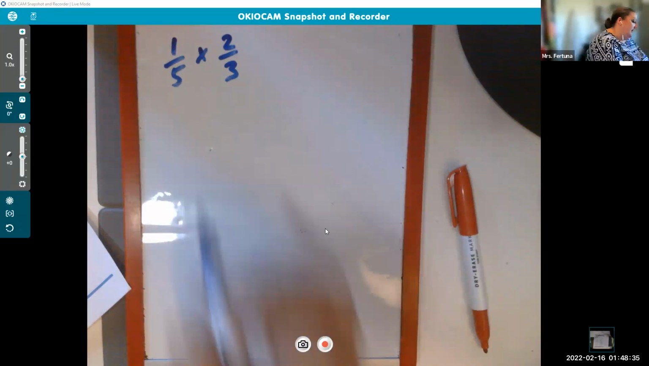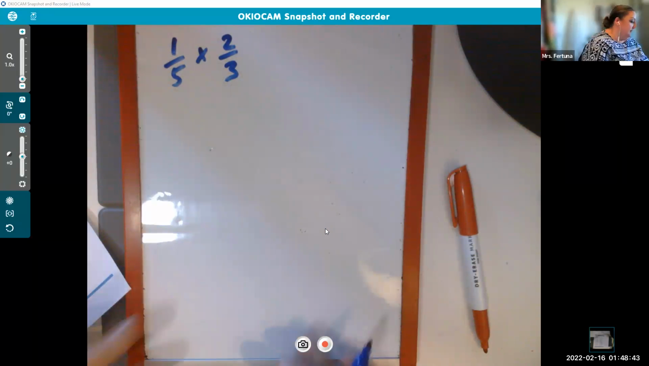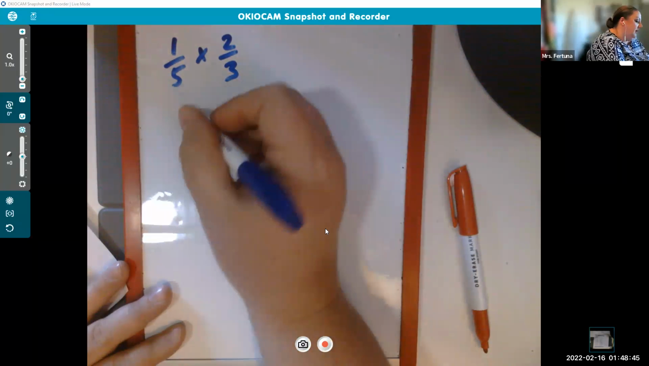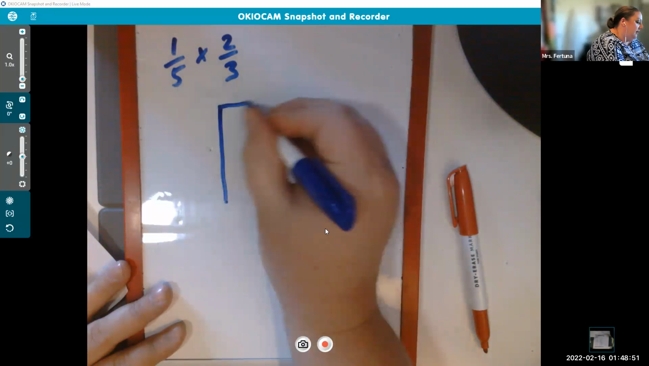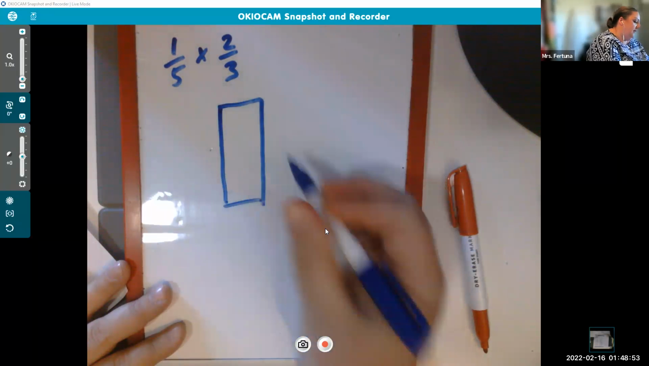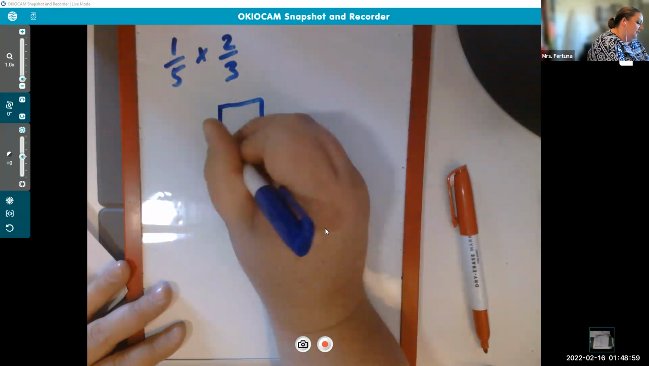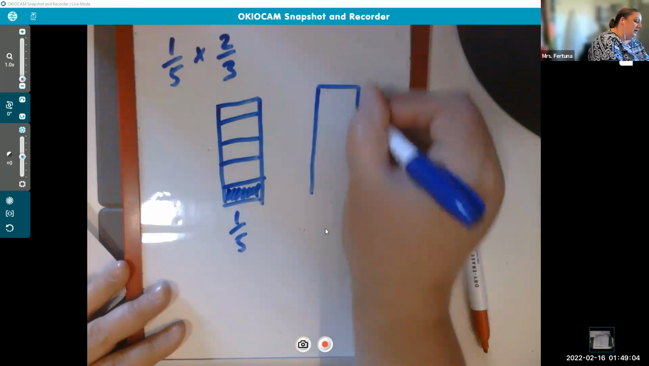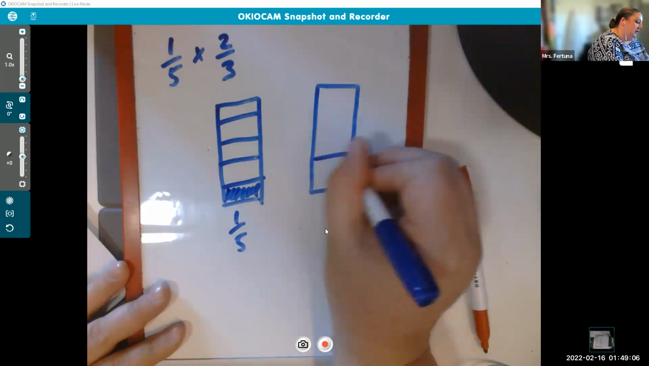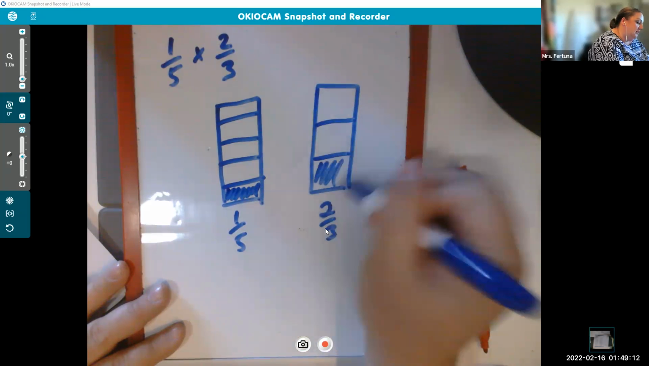So of course, we need a common denominator between the 5 and the 3. I'm going to go ahead and use the bar model because that one's easiest for me. So we need to find a common multiple of 5 and 3. I'm going to draw a bar model for 1/5. I'm going to divide this into 5 equal parts: 1, 2, 3, 4, 5. Then I'm going to shade 1/5 of it. Then I'm going to draw a bar model for 2/3. I'm going to divide it into 3 equal parts. Then I'm going to shade 2 out of the 3.